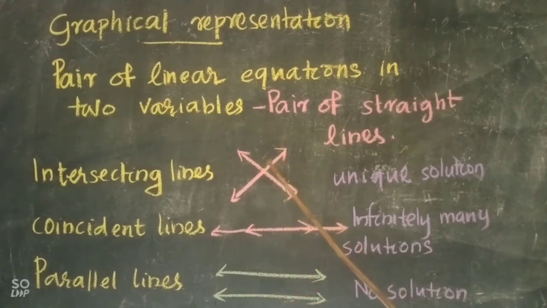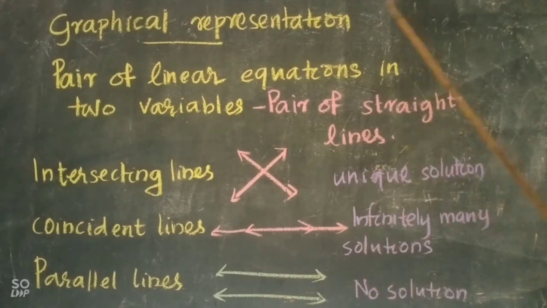So the number of solutions we are taking by considering how many times they intersect each other. Here they are intersecting each other at only one point. So there is only one solution or unique solution. Here they are intersecting at all points. That is, they are intersecting at infinitely many points. So there are infinitely many solutions. Here they are not intersecting. So there is no solution.